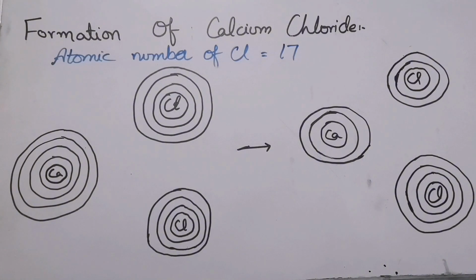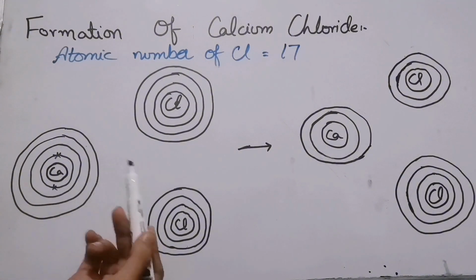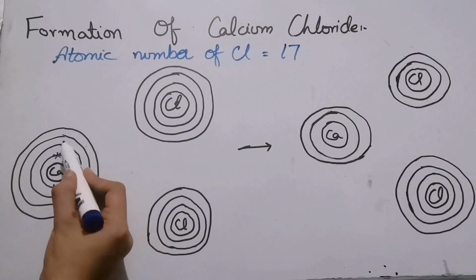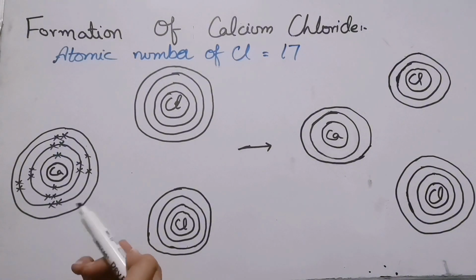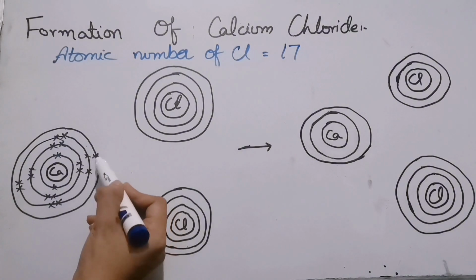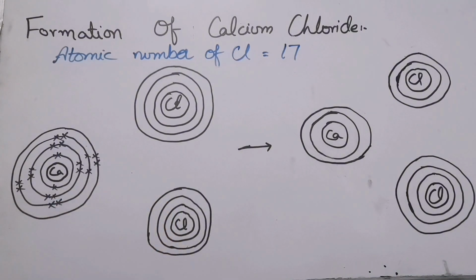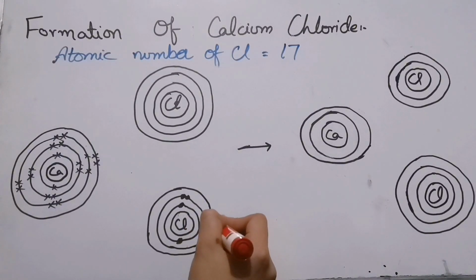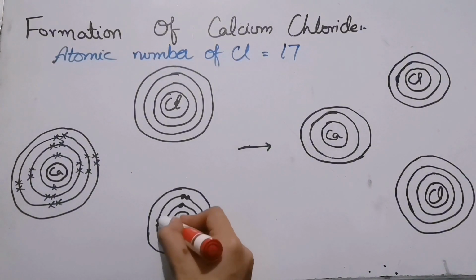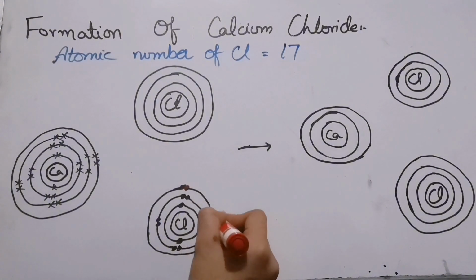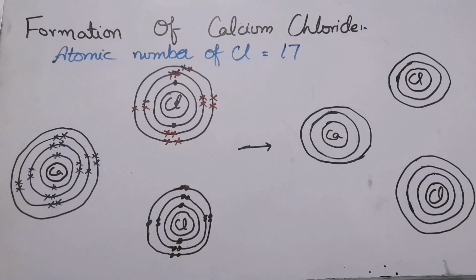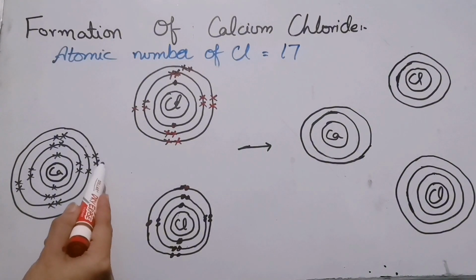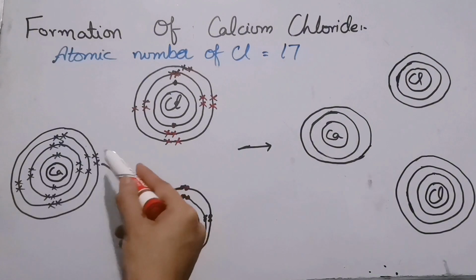Now see over here, in the first shell of calcium there were 2 electrons. In the second and the third shell there were 8 electrons, and in the fourth shell there were 2 electrons that were present. Let us fill the electrons in the shell of chlorine. In the first shell there were 2 electrons, in the second there were 8 electrons, and in the third there were 7 electrons present. Now see, in this case what will happen, that calcium will lose its 1 electron and it will lose its second electron.